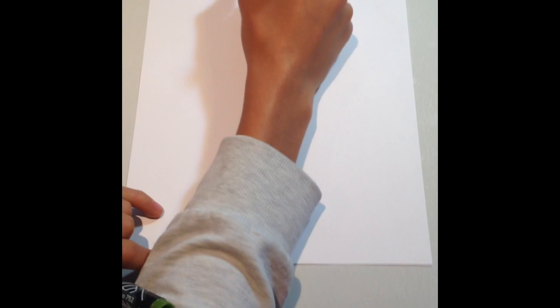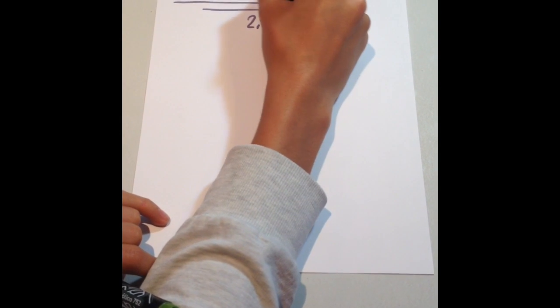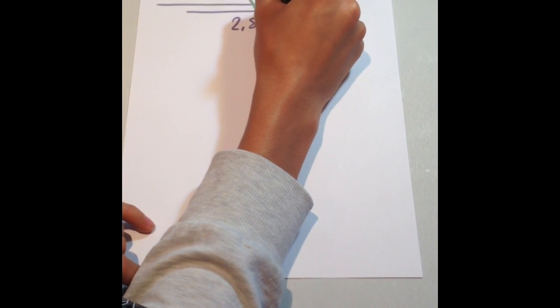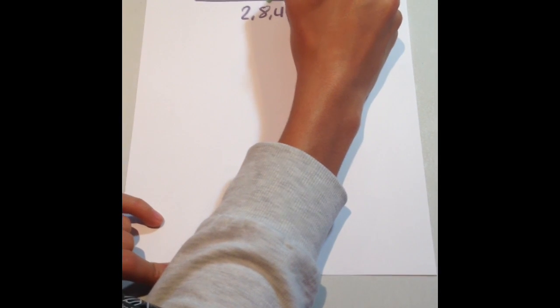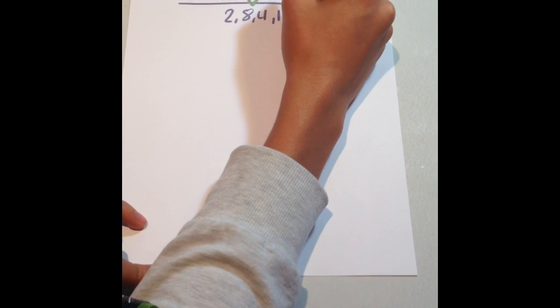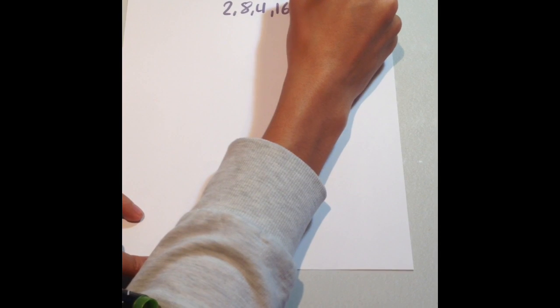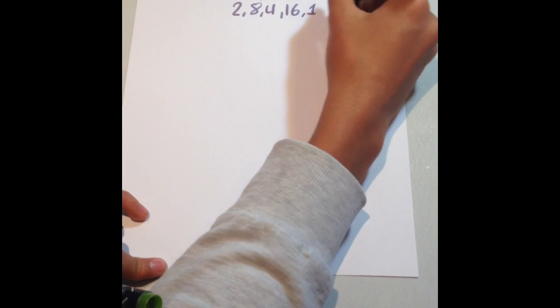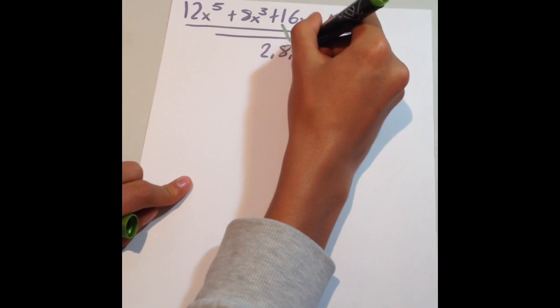So when we choose it, we need to find all the possible factors that will get us 16. In this case, there are 2, 8, 4, 16, and 1. We verify with them all which one is the biggest and the one that divides all the numbers. So in this case, it will be 4.